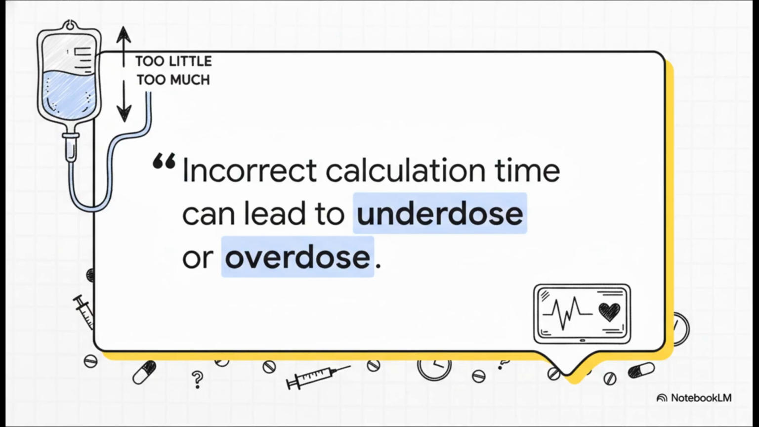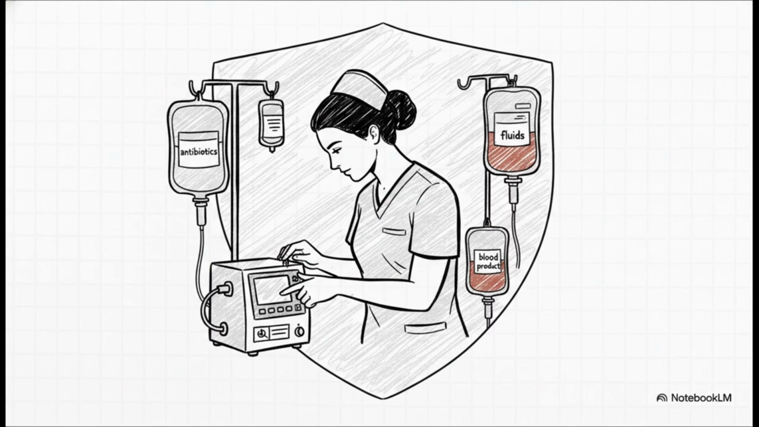As Jarvis points out in the source material, a mistake here can directly lead to a patient getting too much or too little of a medication. We're talking about an underdose or an overdose. The stakes are incredibly high. And this isn't some rare calculation you'll do once and then forget. You will use this all the time.